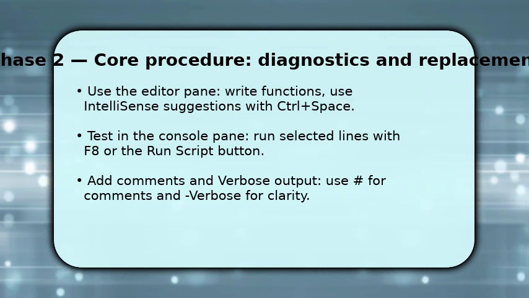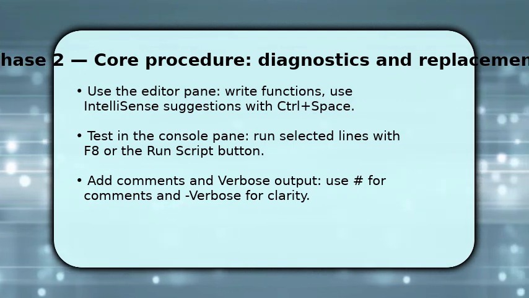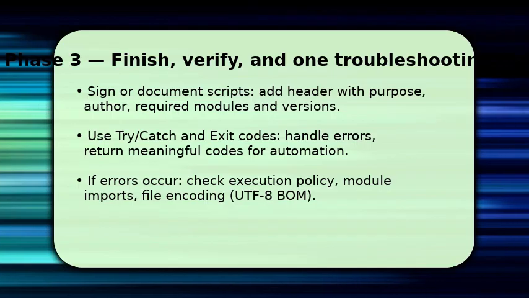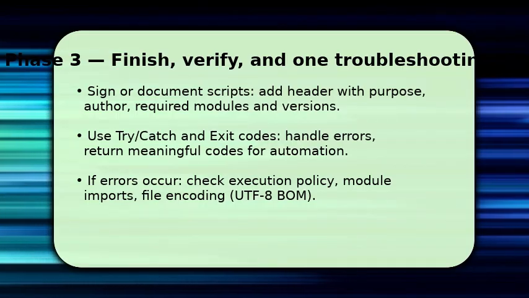You finish by adding a clear header to the script that lists purpose, required modules, and any prerequisites so others, or future you, understand intent. Wrap risky operations with try/catch and return explicit exit codes when needed for automation pipelines. Once done, test on a clean environment.